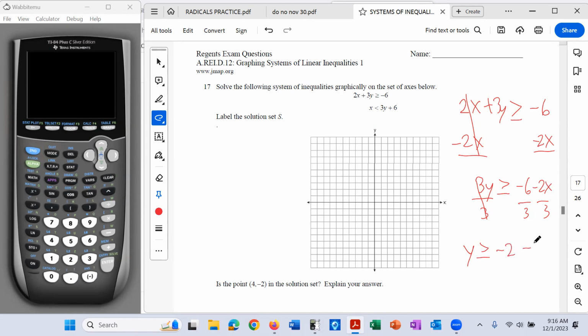And then over here, I'm just going to leave that as a fraction. And if we want to put it in the standard slope-intercept form, we'll put the variable first. But everything is pretty much the same. Okay?